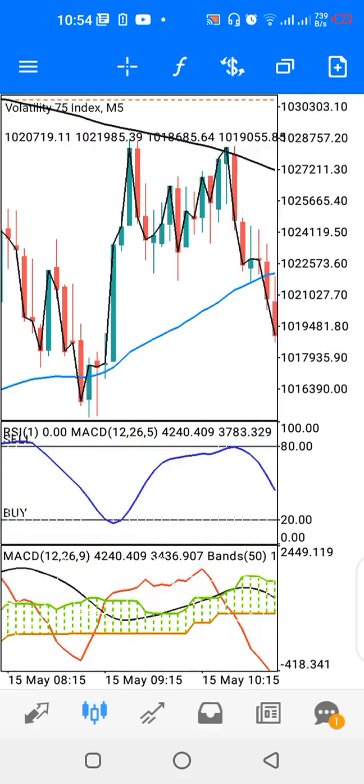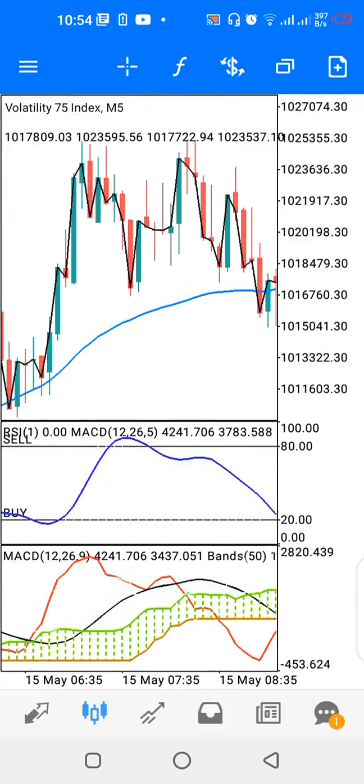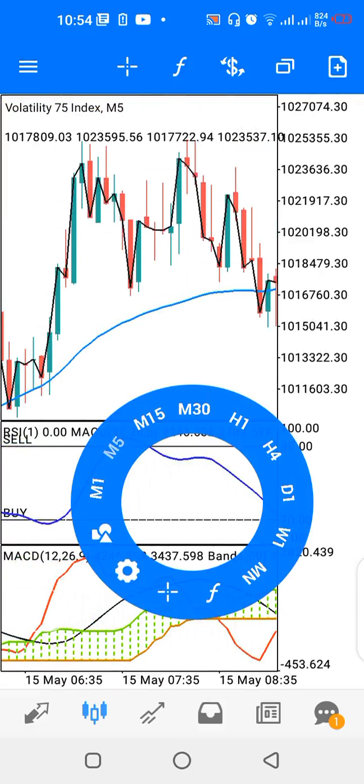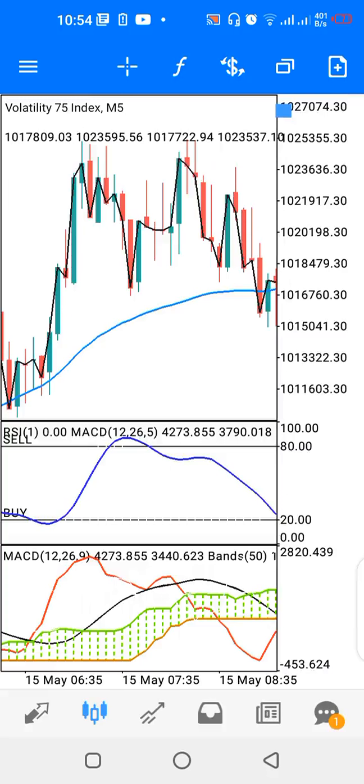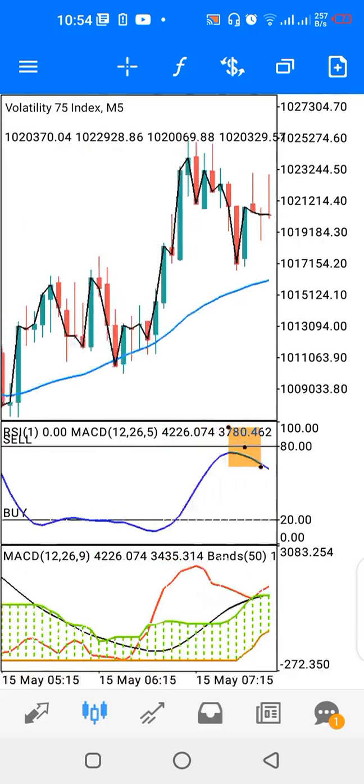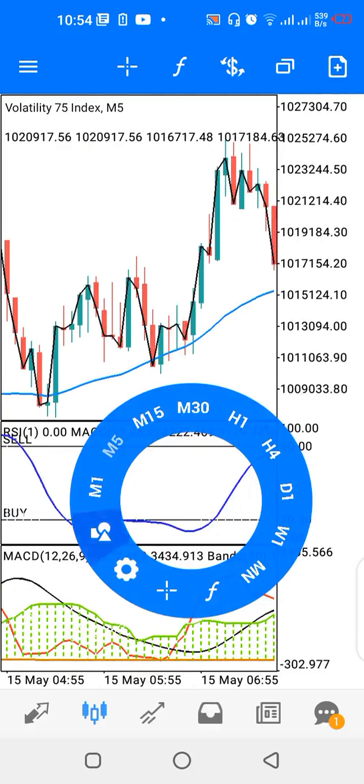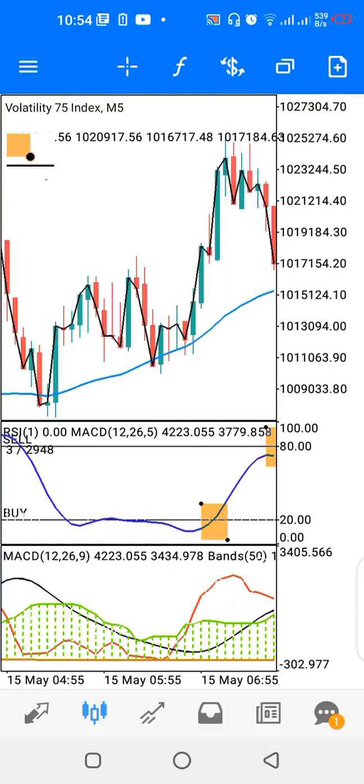Now let's go to indicator window 1. For indicator window 1, you have your sell signal when the blue line crosses above the 80 RSI level and then dips, like you have a dip here. That's a sell signal. When it goes below the 20 level and then comes up above the 20 level, like you have around here, that's your buy signal.